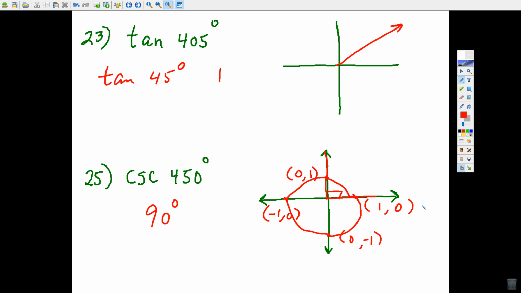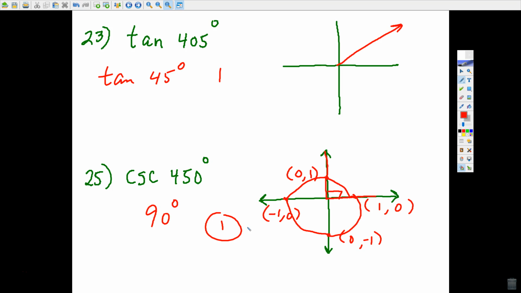So now that you know these are coterminal, what is the inverse of cosecant? Sine. So if we know what sine 450 is, it's the same thing as sine 90. What's sine 90? 1. And what's the inverse of 1? Still 1. So my answer for number 25 would just be 1. Okay, question? Does that make sense?